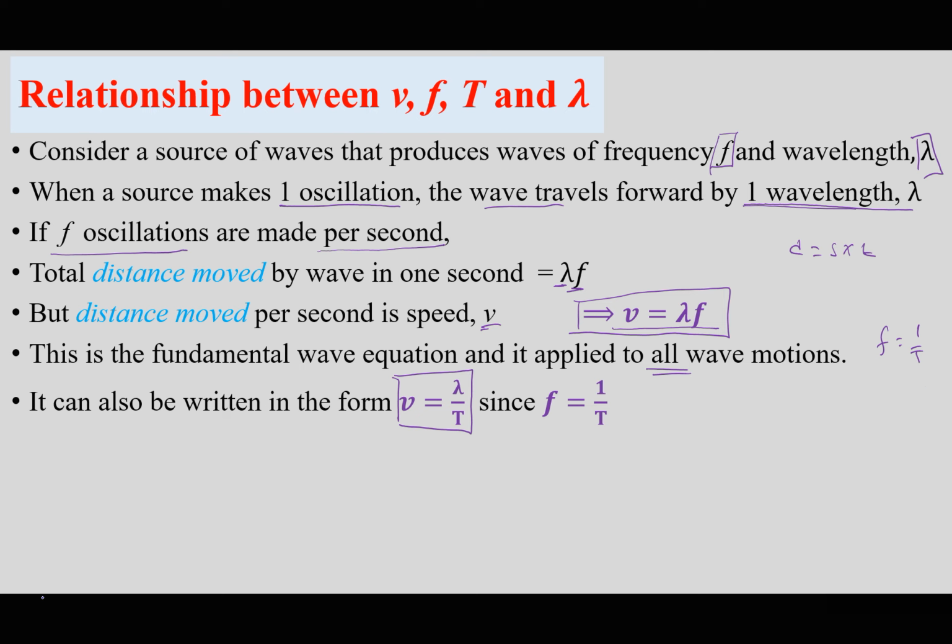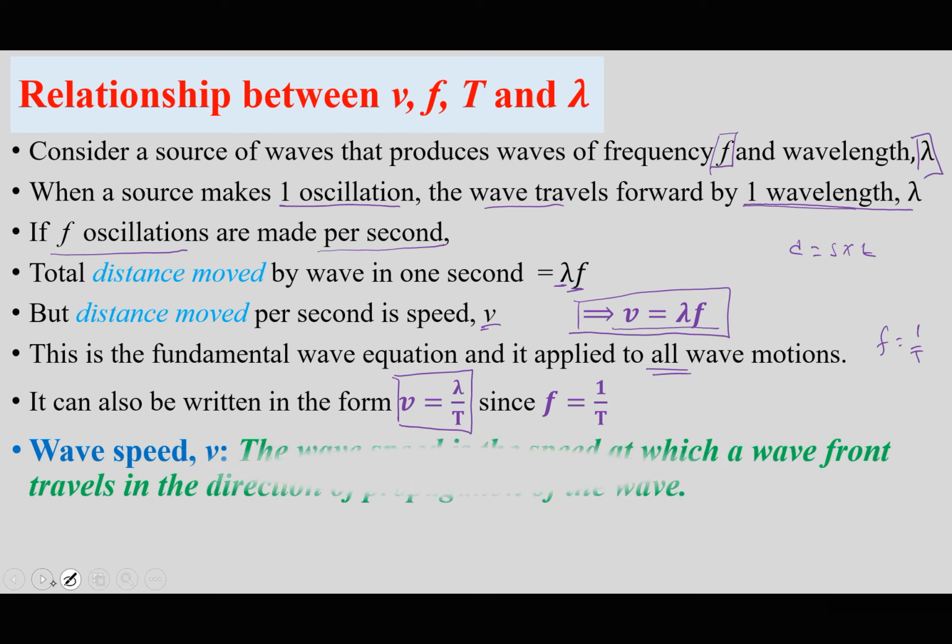So the wave speed, therefore, which we are going to call v, is the speed at which a wavefront travels in the direction of propagation of the wave. The wave speed v is the speed at which a wavefront travels in the direction of propagation of the wave. That is the wave speed.